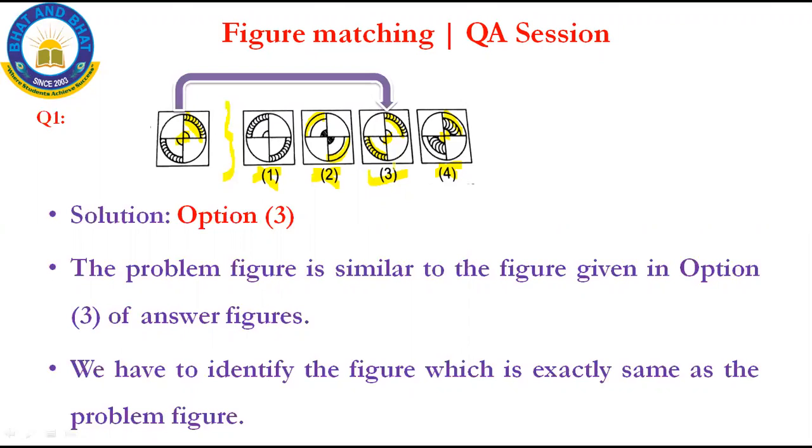The problem figure is similar to the figure given in the options. So we have to identify the figure which is exactly the same as the problem figure. There should not be even a single dot of difference. This is how we have to answer.